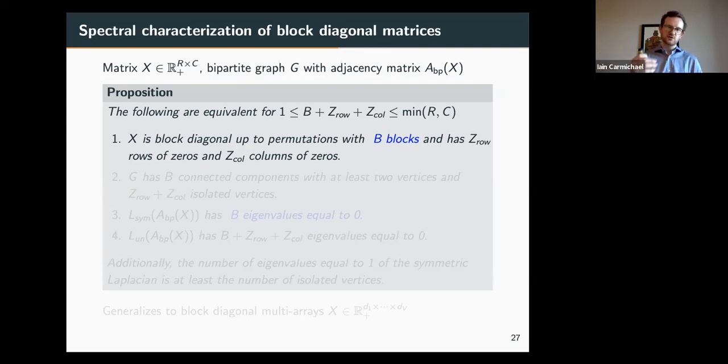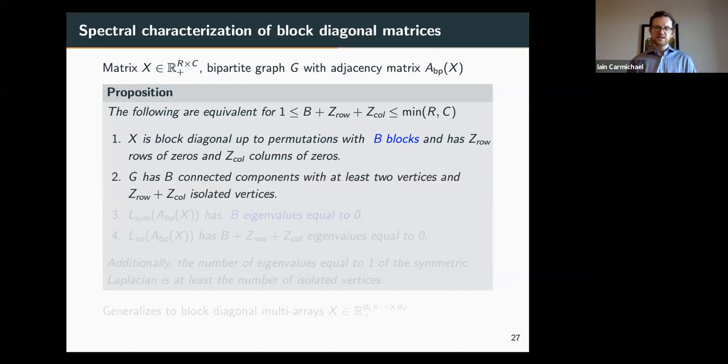And so let's say we have some matrix X. It has B blocks up to permutations, and it has some number of 0 rows and some number of 0 columns. As I mentioned before, that corresponding bipartite graph has B connected components with at least 2 vertices and some number of isolated vertices. The important result is 3, and that's the symmetric Laplacian of that bipartite graph.